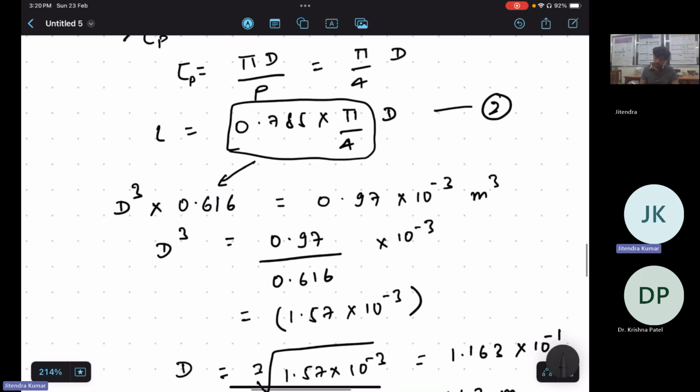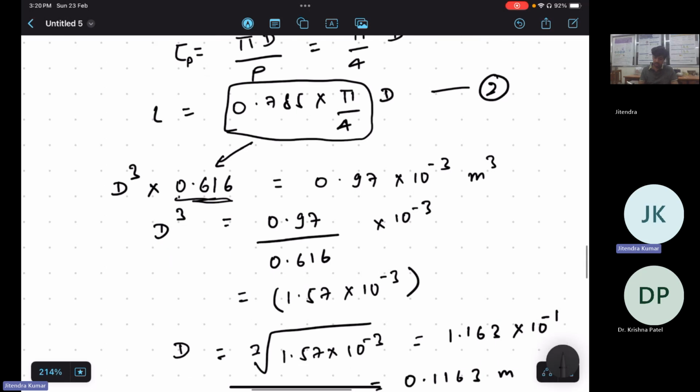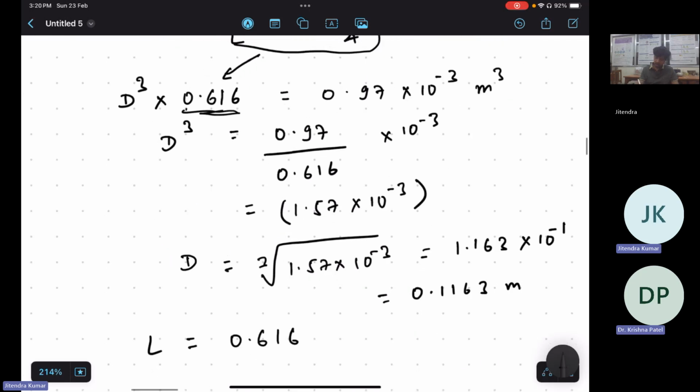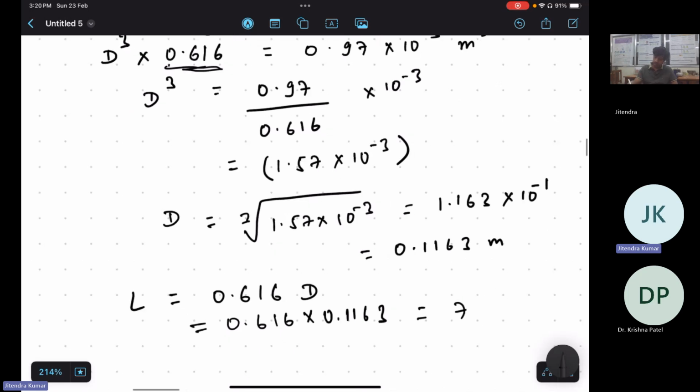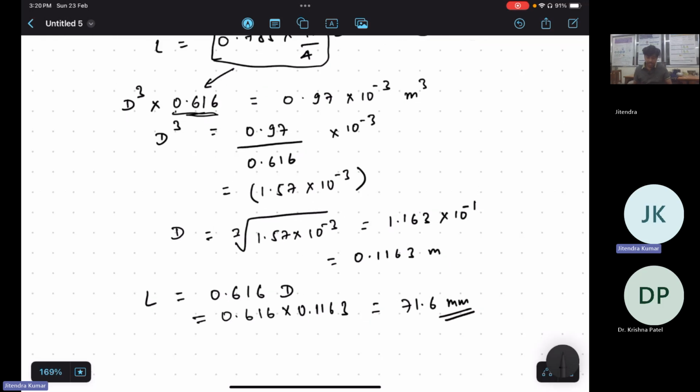And the stack length will be L is equal to 0.616 d, 0.616 into 0.1163. So it will be around 71.6 mm. So I would recommend again you check the calculations if there are any mistakes, but this is the procedure to move ahead. Okay, any doubt here?